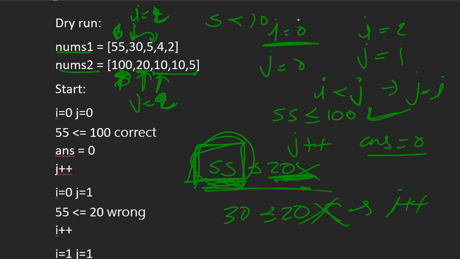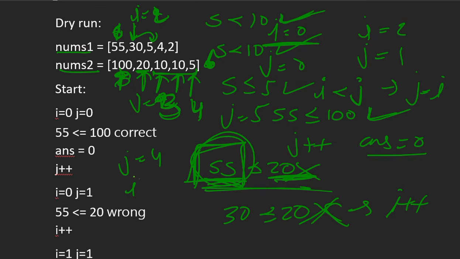Now we see 5 is less than 10. True. Then we shift j. Now j has become 3. Again 5 is less than 10. True. So j has become 4. Now 5 is less than or equal to 5. True. Now j has become 5. So if we see, j has gone out of the array. So if we see, what is the maximum answer that we have got? We get j equal to 4 and I equal to 2. So the distance, that is 4 minus 2, is 2. So 2 is our answer.